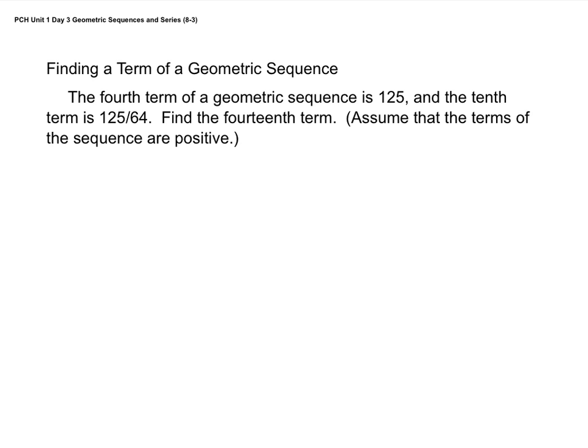We're given two terms of a sequence, and we know which terms they are, and we know that it is geometric. But now we want to figure out another term. So let's say the fourth term of a geometric sequence is 125. I'm actually going to write that down. A sub 4 is 125. And then it says the 10th term. So that's A sub 10 equals 125 over 64.